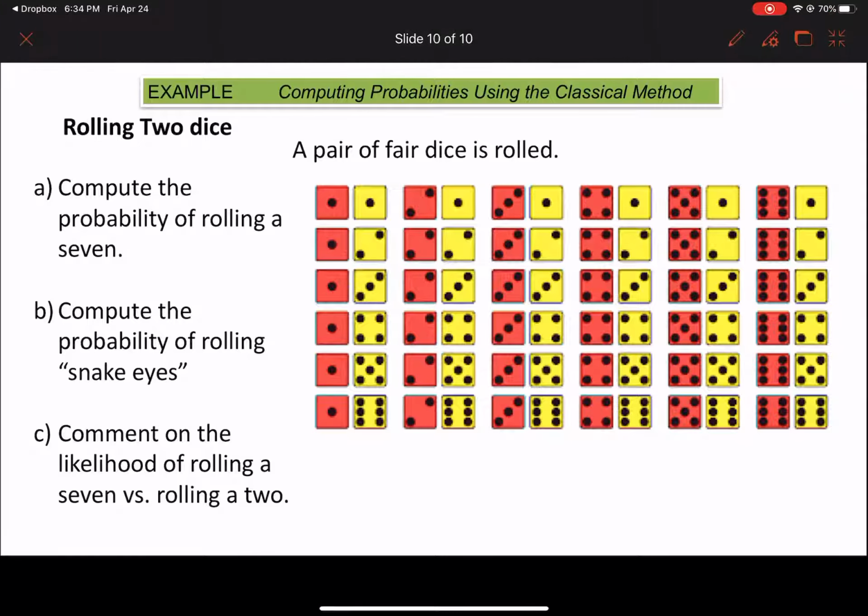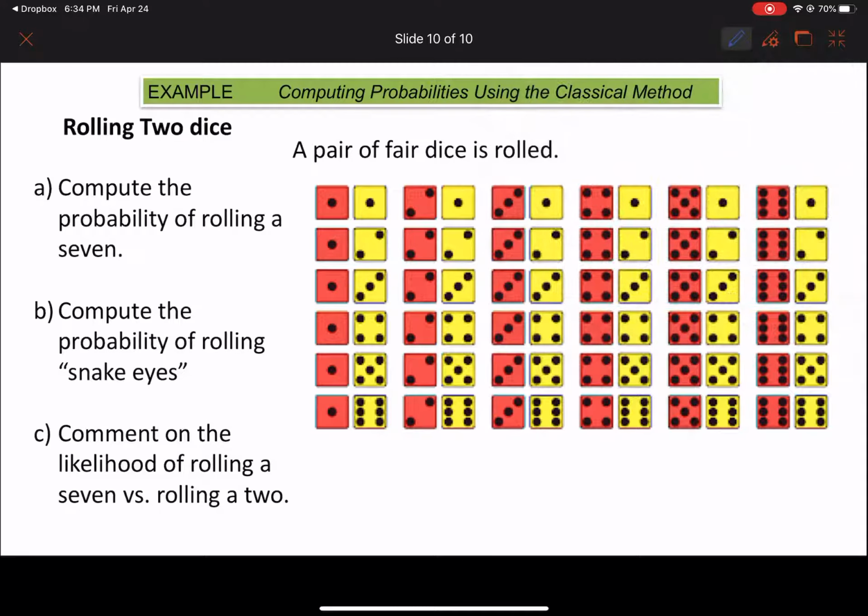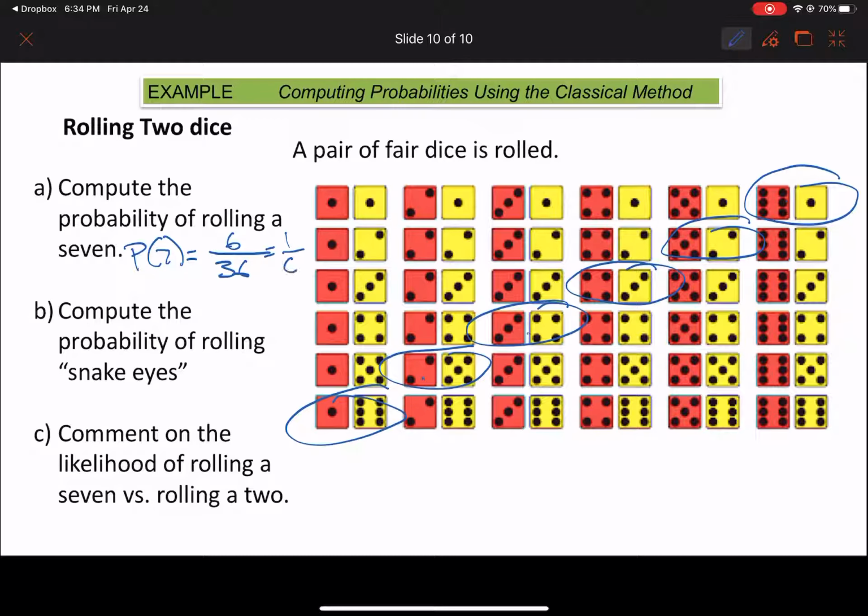All right, so let's take a look at this. I'm going to use blue because it'll be easy to see. So the probability of rolling a 7. The 7s are on this diagonal right here. These are all the 7s. So the total possibilities of rolling 2 dice is 36. So we have a probability of a 7, with 36 on the bottom. I have 1, 2, 3, 4, 5, 6. 6 out of 36, so that simplifies to 1/6.